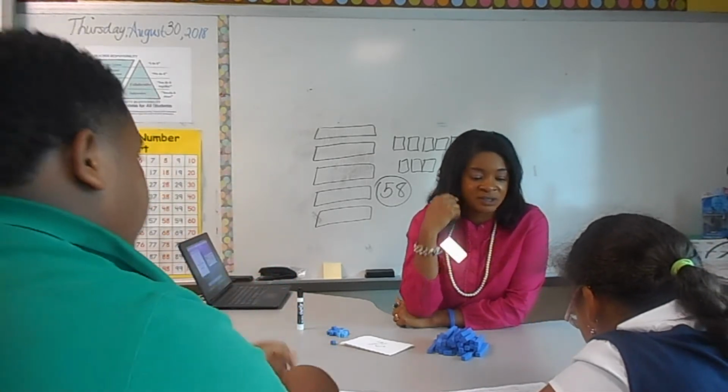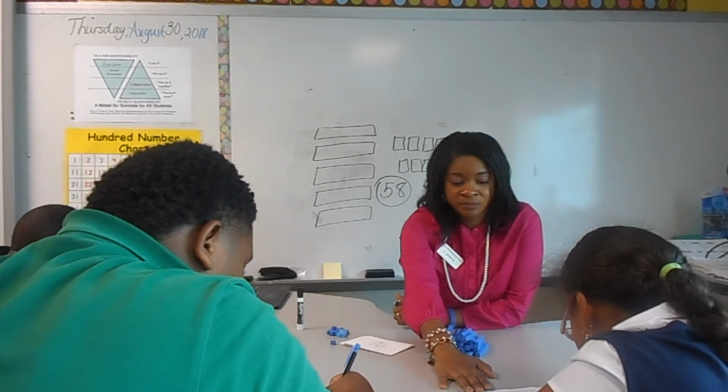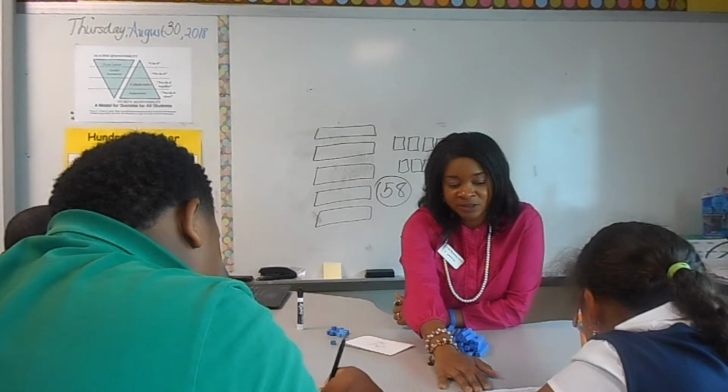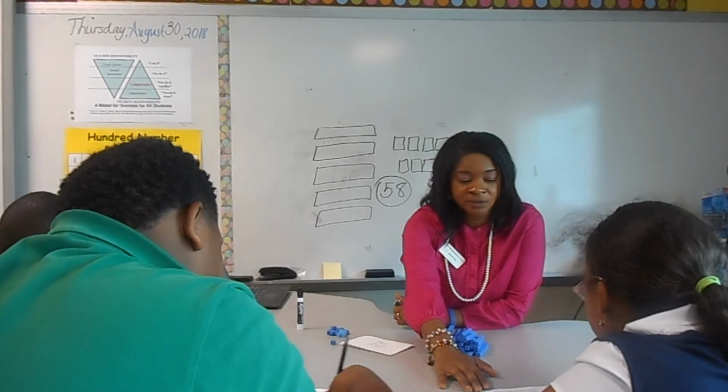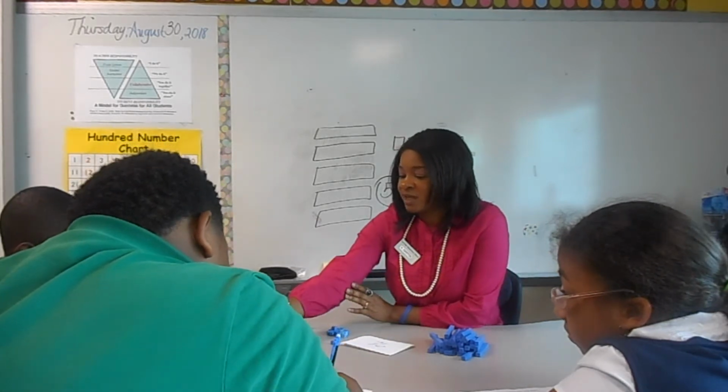Okay, do number 6, Mariah. 10, 20, 30, 40, 50, 60, 70, 80. Okay, so how many 10s? 8. And how many 1s? What's your total number? 86. Awesome, okay. Marquis, do number 7 for me.